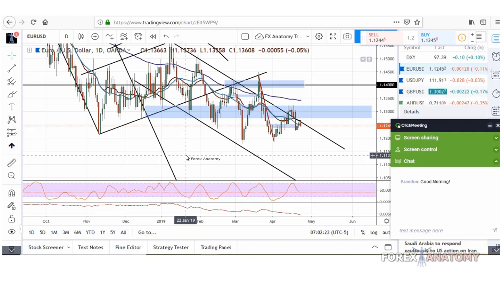But what we're going to do is look at these charts. We're going to look at it from a technical perspective, and then we're going to share with you guys what we believe may happen or what we would do if we were trading these pairs.